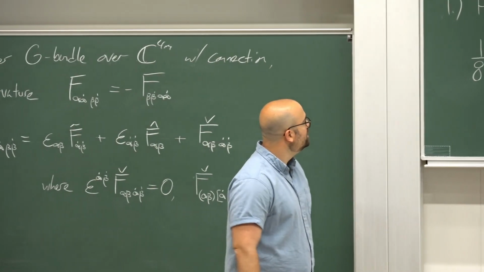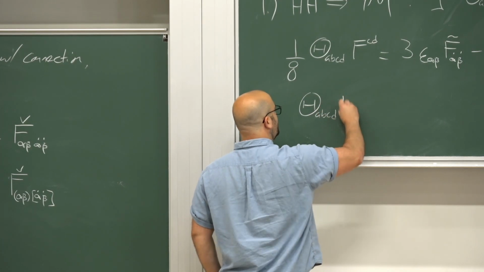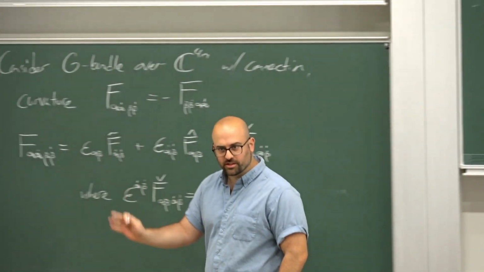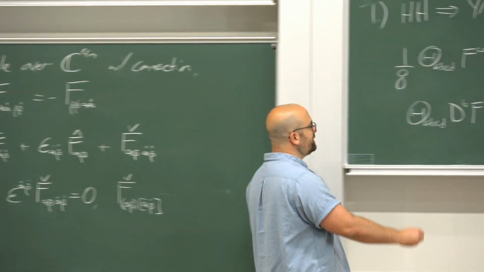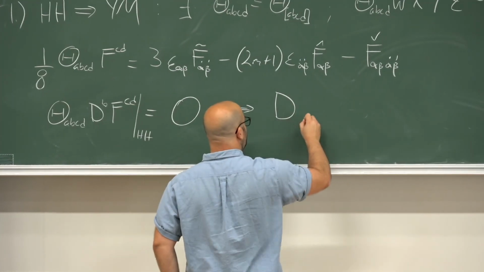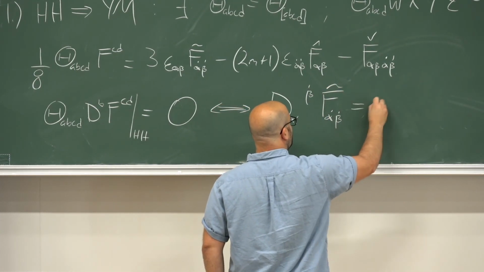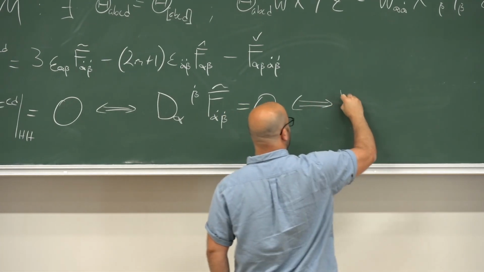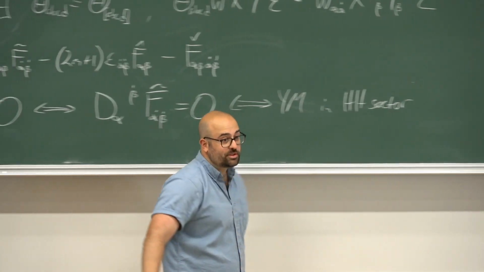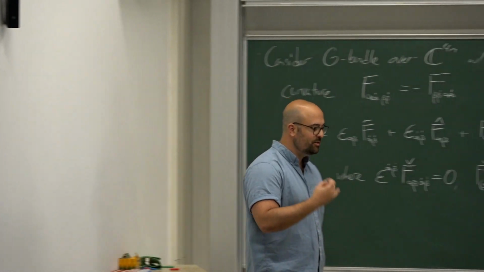Okay? But now, the Bianchi identity tells you that if I have theta ABCD and take the covariant derivative D_B F_CD, this has to always vanish, just as a consequence of the Bianchi identity. But now if I restrict this to the hyperholomorphic sector, this is equivalent to the condition D_{alpha beta dot} F twiddle_{alpha dot beta dot} is equal to 0. And this is just the Yang-Mills equation in the HH sector. So it's really the same story. Hyperholomorphic connections are always Yang-Mills because of the Bianchi identity.